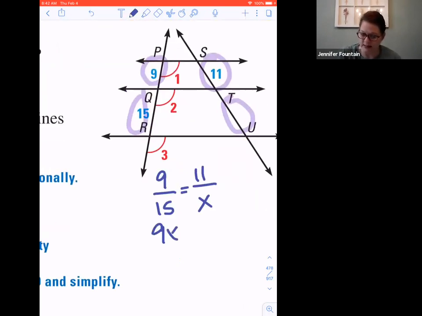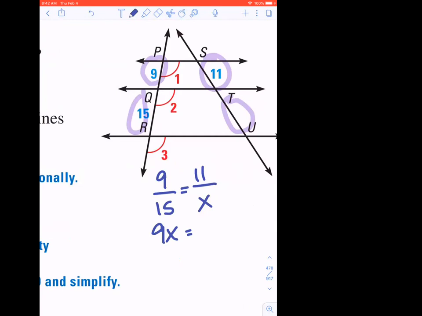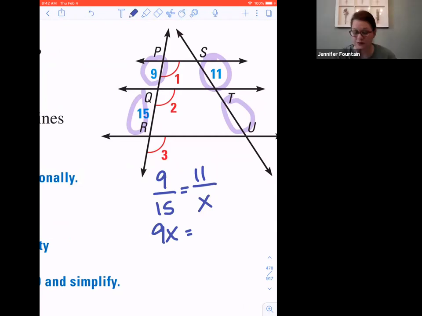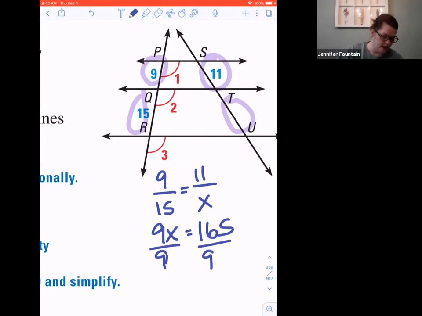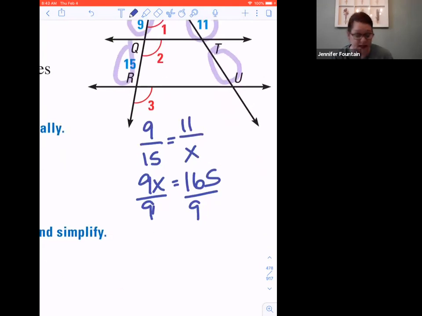9 times x is 9x. 11 times 15. Go ahead and do 11 times 15. 115? No, 11 times 15 is going to be 165. Close. And then divide by 9. And we end up, so again, this is going to end up as a decimal. So 165 divided by 9 is going to be 18.3 repeating.